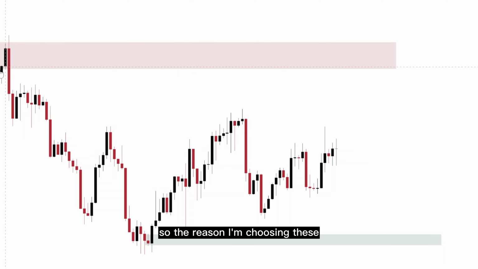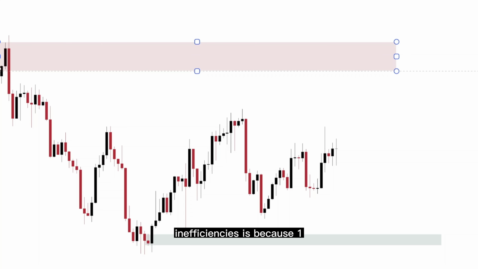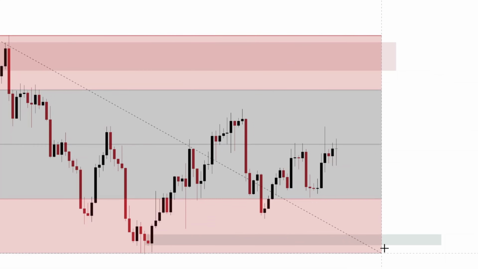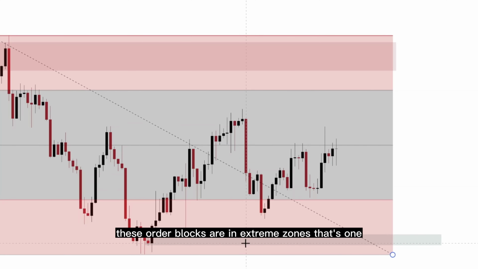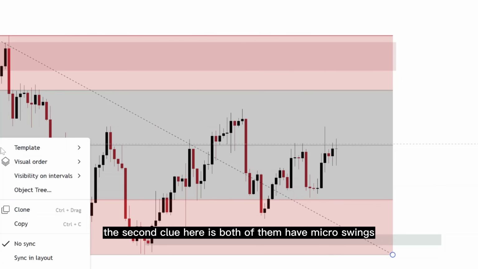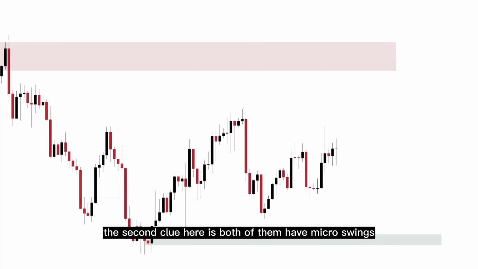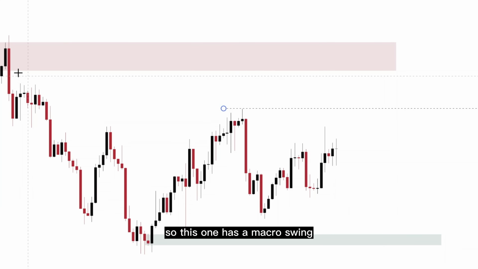So the reason I'm choosing these inefficiencies is because, one, they're at my extreme range. As you can see, these order blocks are in extreme zones. That's one. The second clue here is both of them have micro swings. So this one has a macro swing and this side has a macro swing.